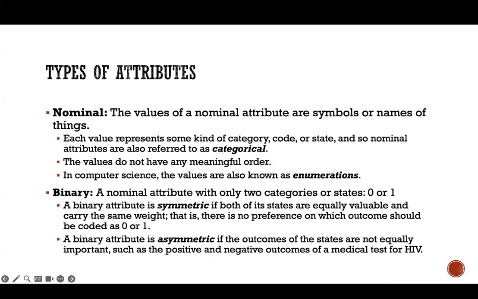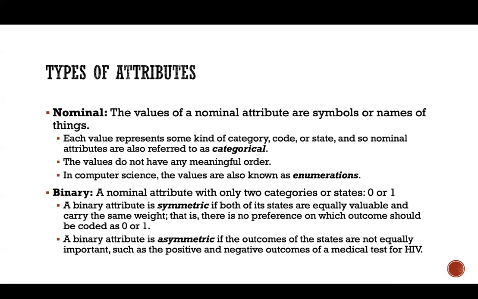Now, attributes can be of different types. We could have nominal attributes. This is basically when the values are symbols or names of things, for example, name of a customer. So this would be some kind of a category. Each value represents some kind of a category, code, or state. And these are also called categorical variables. So there's no meaningful order in terms of these nominal types of variables.